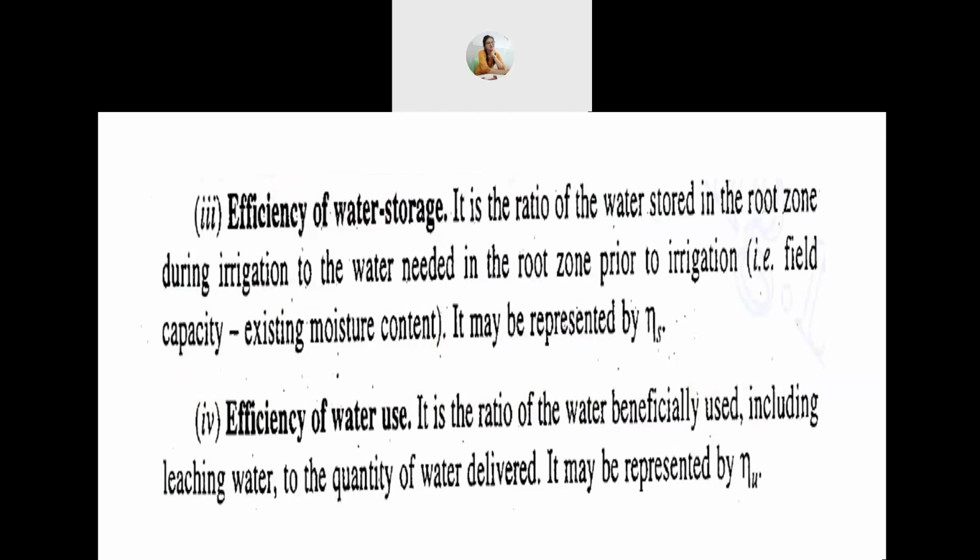Number 3 is efficiency of water storage. It is the ratio of the water stored in the root zone during irrigation to the water needed in the root zone prior to irrigation, that is, field capacity minus existing moisture content. It may be represented as efficiency suffix small s. S represents water storage. Next, number 4 is efficiency of water use. It is the ratio of the water beneficially used, including leaching water, to the quantity of water delivered. It may be represented as efficiency suffix U. U represents water use.